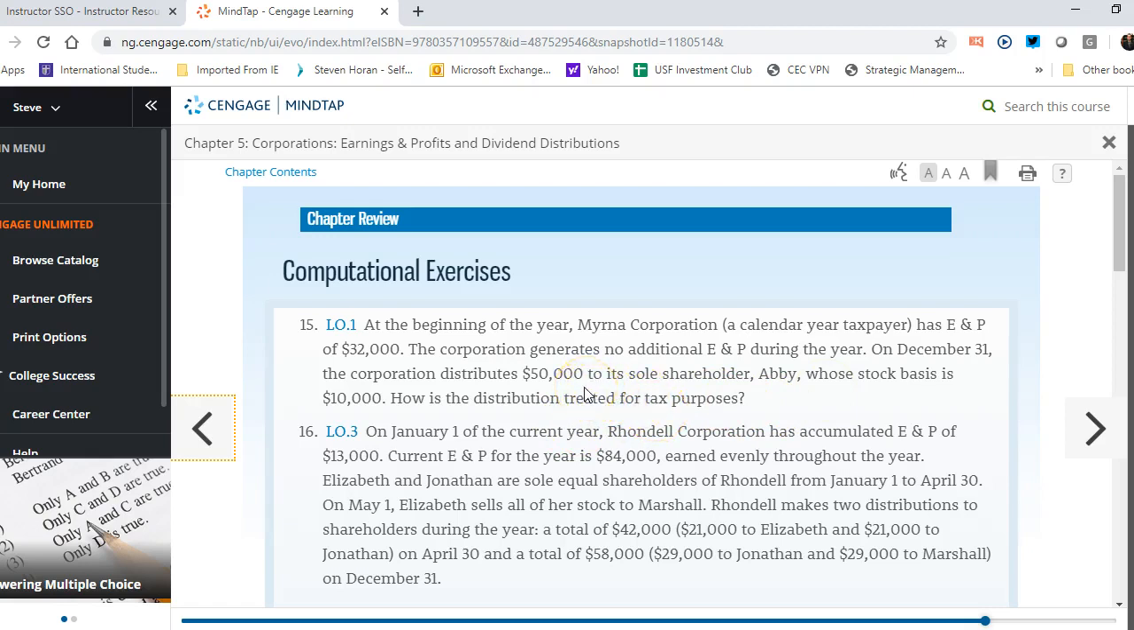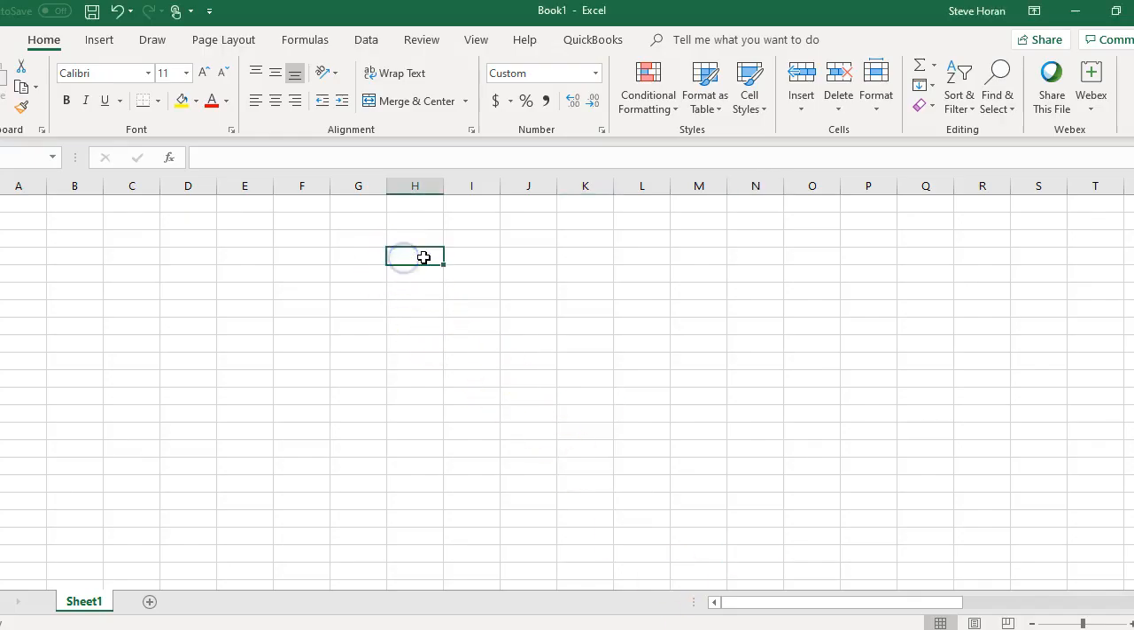And so let's kind of think this through. For sure, the $32,000 is a dividend to Abby. Okay, so she's got that. That's $18,000 left over. Well, she has a basis of $10,000, so we'll reduce that $10,000 basis. And so that leaves $8,000 left over, and the $8,000 then is capital gain to Abby. And so I'm going to just kind of put that in Excel here real quick. So dividend is simply just the $32,000.